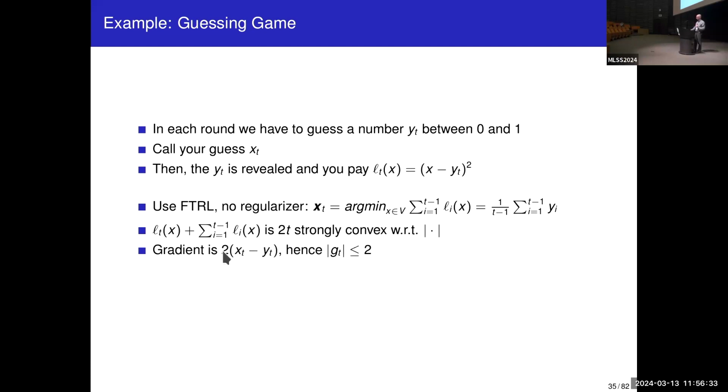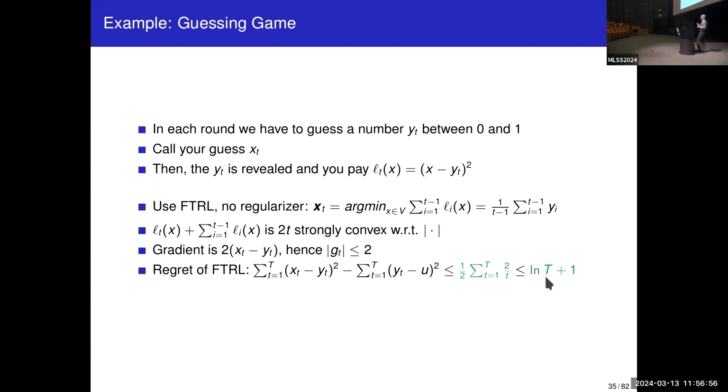And the gradient, given that the numbers are between 0 and 1, is bounded in absolute value by 2. And so my regret is upper bounded by the gradient squared divided by the strong convexity. So I have the sum of 2 divided by t, and the sum of 1 over t can always be upper bounded by log t. And so that's it. This is the regret. The regret of this algorithm will be logarithmic in time.